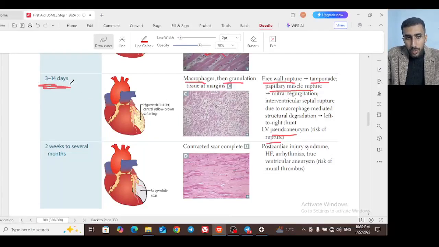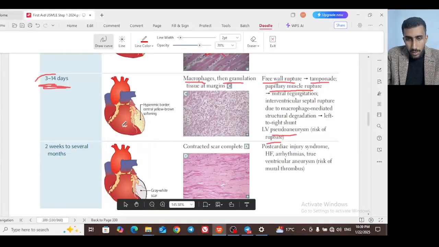So from 3 to 14 days is the period of ruptures. On different levels: the free wall of the heart may lead to tamponade, the papillary muscle to regurgitation, and the interventricular septum to septal rupture. So you have to count whatever structure you may find, and it may rupture. This is due to the macrophages on the LM picture and the central yellow-brown softening on the gross picture. So these all translate to each other.